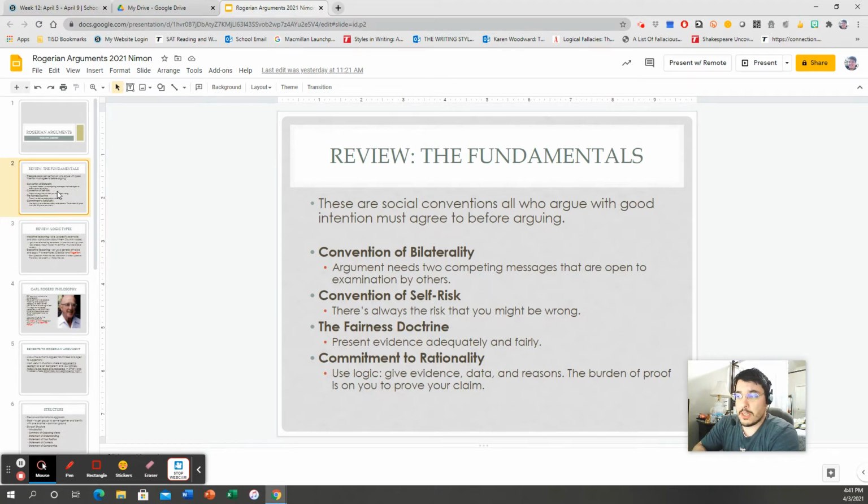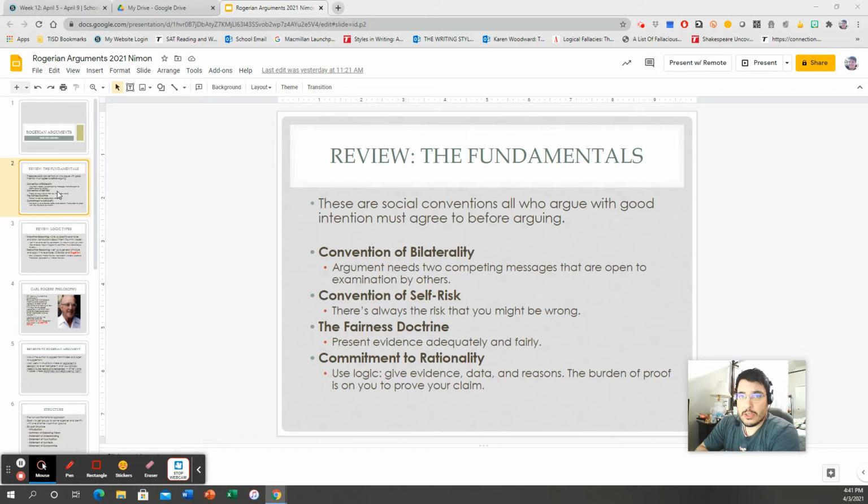A true argument is when I sit down with you and we try to hash out what are our differences. Why do I see things the way that I see them? Why do you see things the way that you see them? And depending on the style of the argument, we might approach things differently.